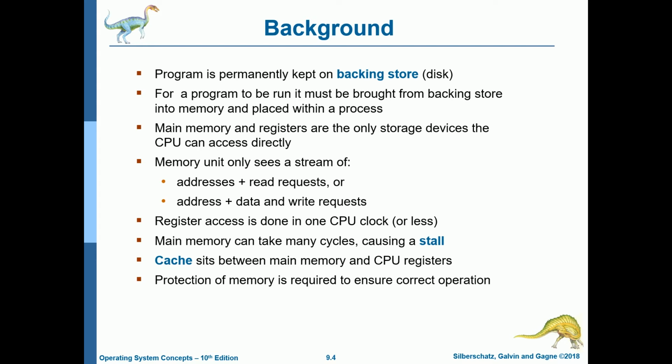The remedy is to add fast memory between the CPU and the main memory, typically on the CPU chip for fast access. This is commonly referred to as cache, as it has been described before. To manage a cache built into the CPU, the hardware automatically speeds up memory access without any operating system control.